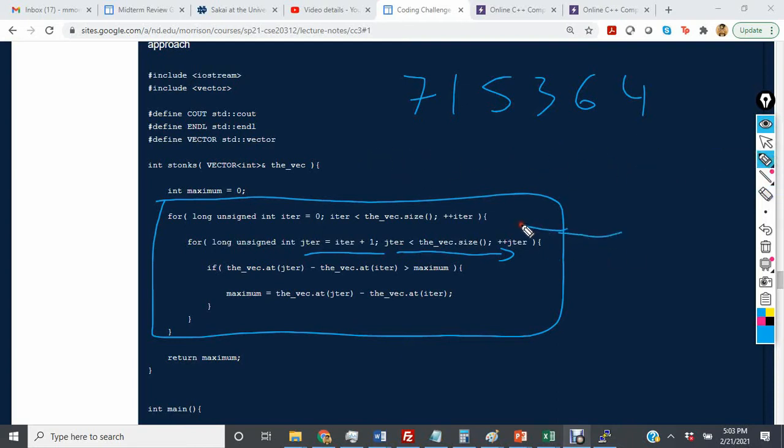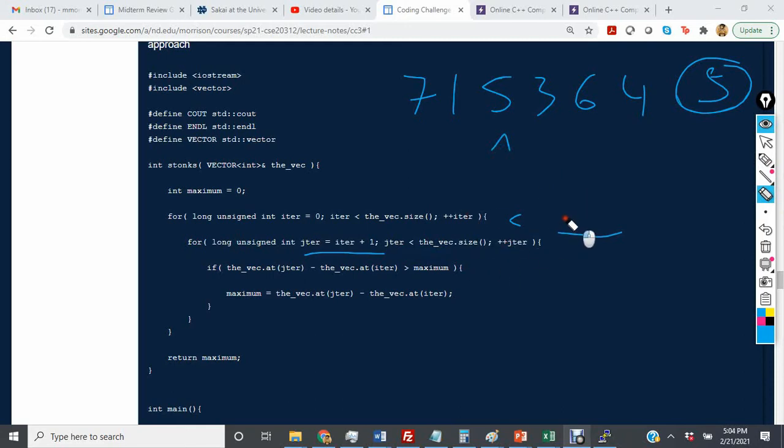Then we go to the next iter, and that moves here. Then jitter becomes iter plus 1, and it starts here. 5 minus 1 is 4, 5 minus 3 is 2, 6 minus 1 is 5, 4 minus 1 is 3, so we have a current max solution of 5. And we keep going through this in the same way. We keep iterating, we move iter here, we have jitter perform all these, and so on.